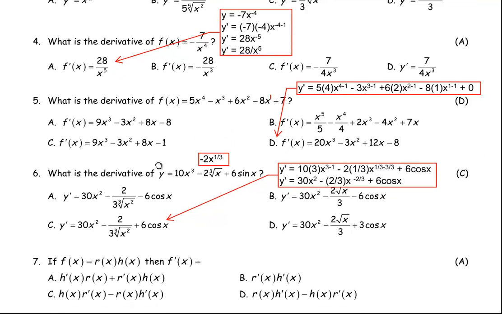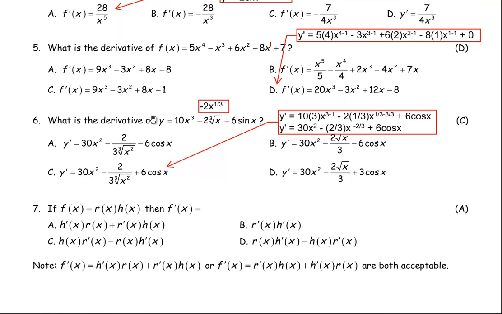For number 6, we're asked, what is the derivative of 10x cubed minus 2 cube root x plus 6 sine x? Now, this minus 2 cube root x, I would rewrite that as minus 2x to the power of a third. The cube root is the same as the power of a third.